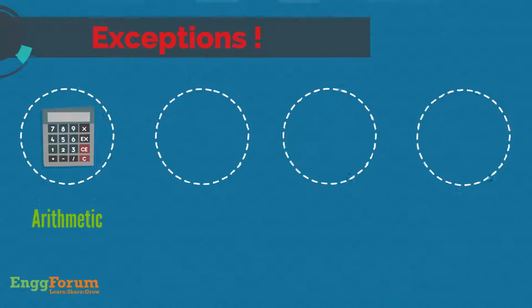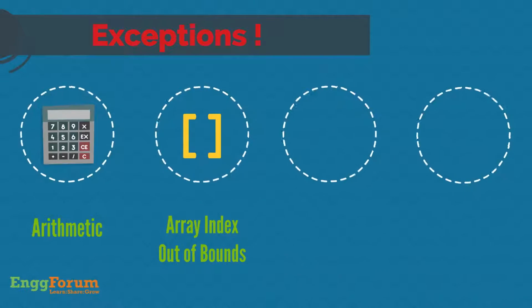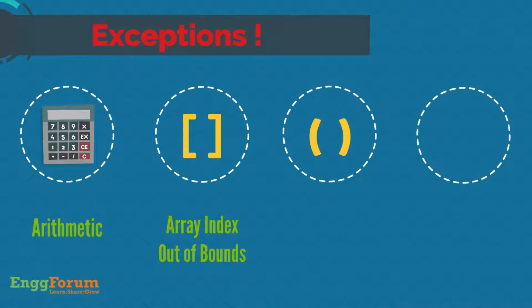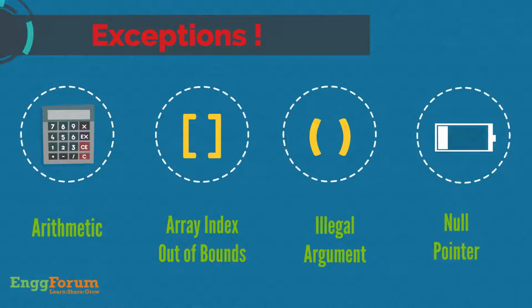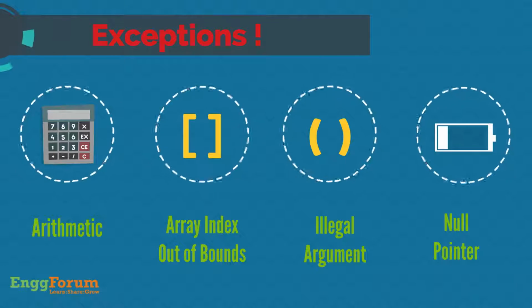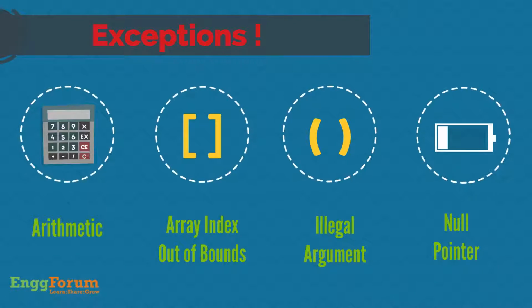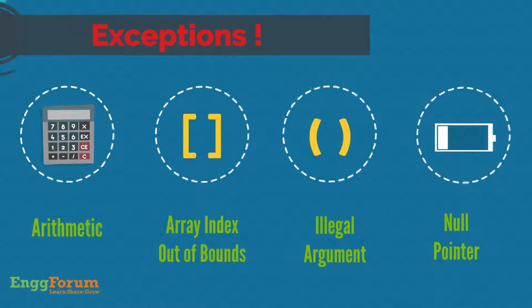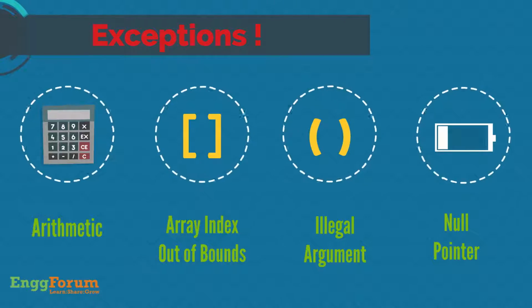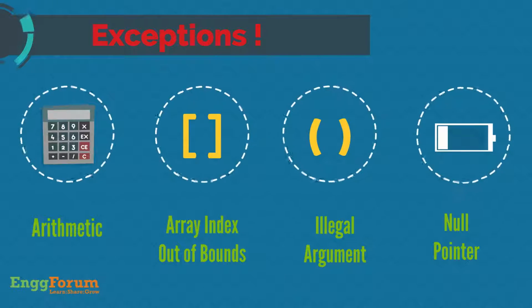Some common exceptions include: 1. Arithmetic exception. These arise when arithmetic errors happen. 2. Array index out-of-bounds exception. Arises when attempting to access an array with an invalid index value. 3. Illegal argument exception. It is thrown when a method receives an argument formatted differently than the method expects. 4. Null pointer exception. Arises when attempting to access an object with a reference variable whose current value is null.